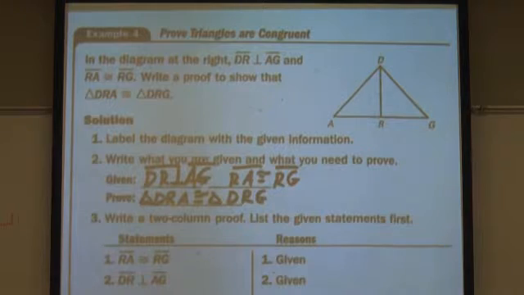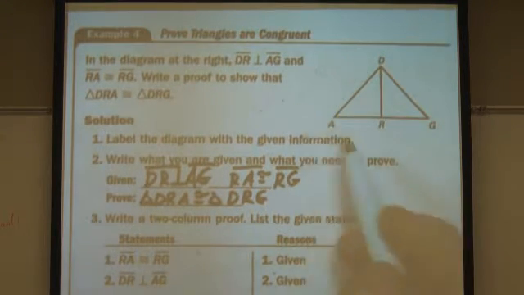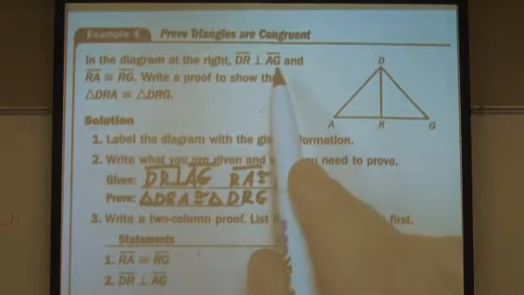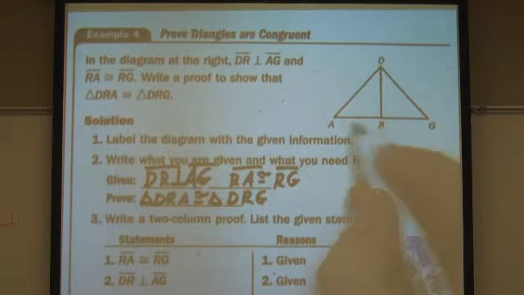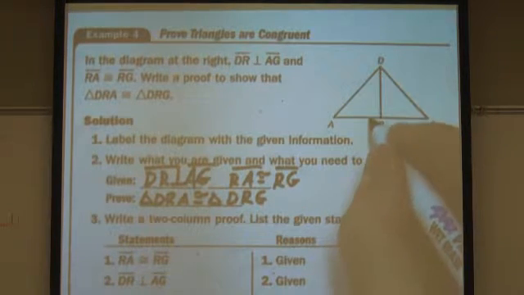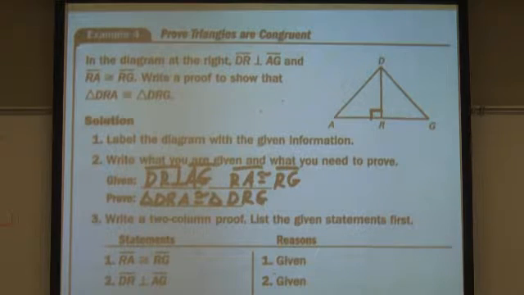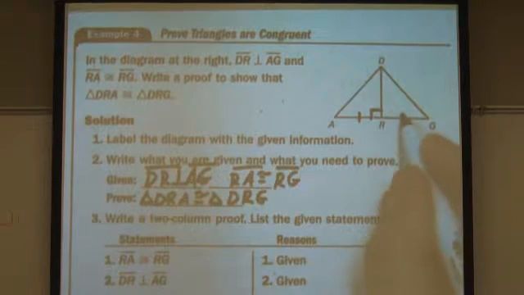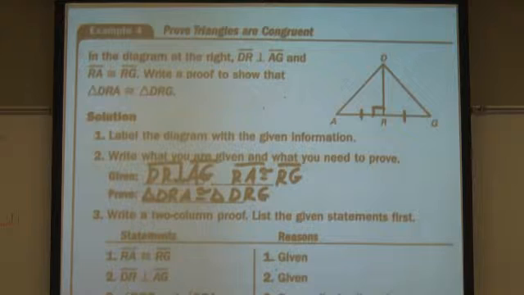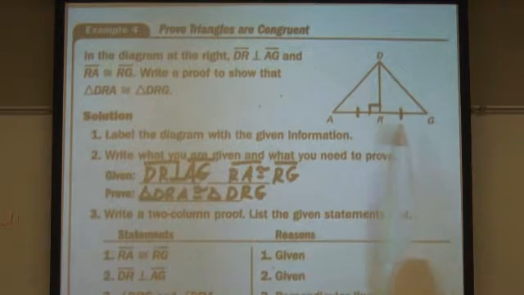Now, whenever I have information that's given to me, I like to mark it in the picture. So over here in the picture, I'm going to put DR perpendicular to AG. That means I should put a right angle box where DR and AG intersect. So I'll put a little right angle box there. And it also says RA is congruent to RG. So I'm going to put a single tick on RA, and a single tick on RG. And by doing that in the picture, it'll help you remember which parts of the triangles you have already congruent to each other. So right now we have a single pair of sides given to us already.